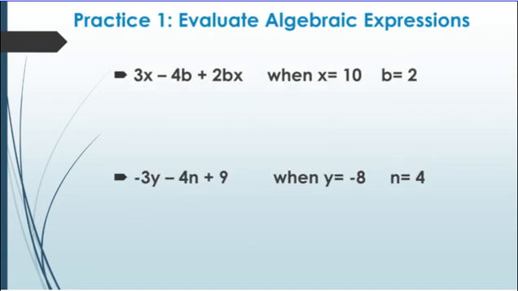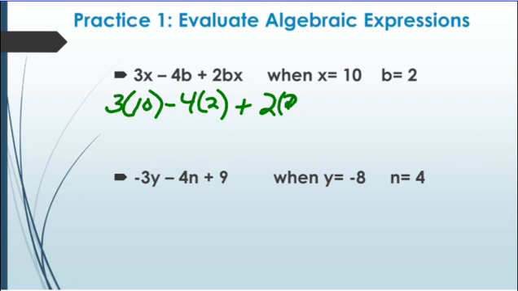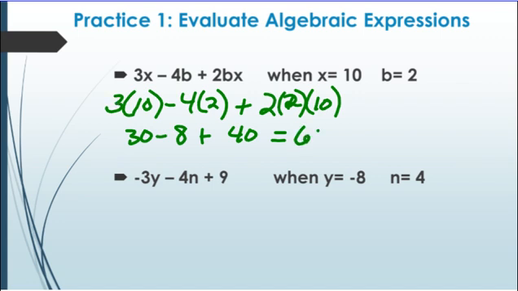More examples. x is 10 and b is 2, so I substitute those in. 3 times 10 minus 4 times 2 plus 2 times 2 times 10. 3 times 10 is 30, minus 4 times 2 is 8, plus 2 times 2 is 4, times 10 is 40. Go from left to right, 30 minus 8 is 22, 22 plus 40 is 62.